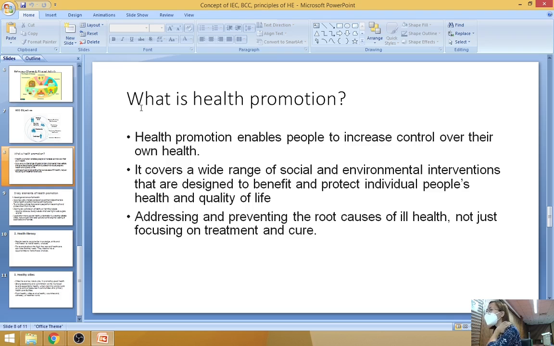So in health promotion, it enables people to increase control over their own health. Before the risk factor appears itself, we will promote health. These are the good habits, the good lifestyle, that they have to follow. So it covers a wide range of social and environmental interventions designed to benefit and protect people's health and quality of life. So in health promotion we focus on the social and the environmental interventions also, right?